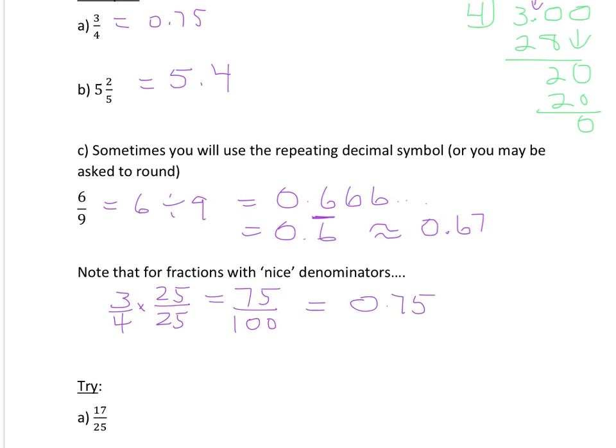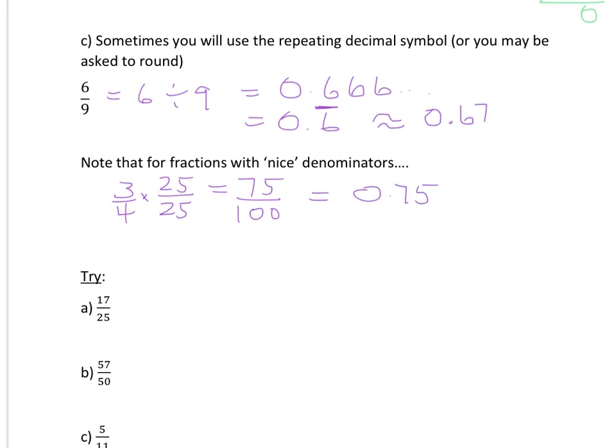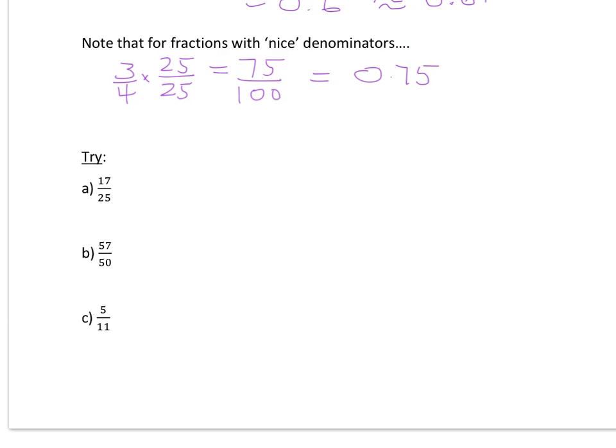So when you've got nice denominators, and by nice denominators I mean factors of 10, 100, or 1000, you can maybe do the conversion very quickly in your head by just converting the fraction to having a new denominator. So again, a few questions for you to try, and then check if your answers are correct.